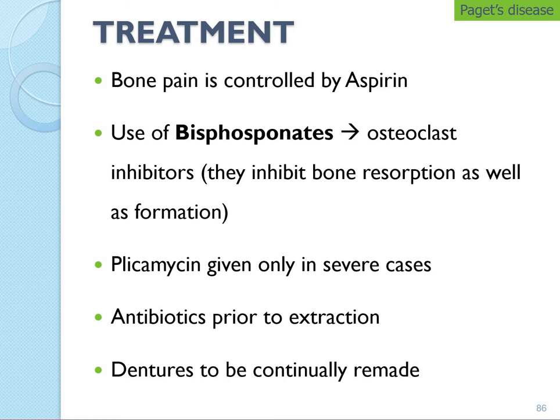Basically, there is no specific treatment for Paget's disease. However, bone pain is controlled by aspirin. Osteoclast inhibitors like bisphosphonates can be used to prevent bone resorption and formation. Plicamycin is given in severe cases. Antibiotics are a must prior to extraction because the bone is not very viable and cannot regenerate properly. Dentures may need to be continuously remade as the bone size continues to enlarge.